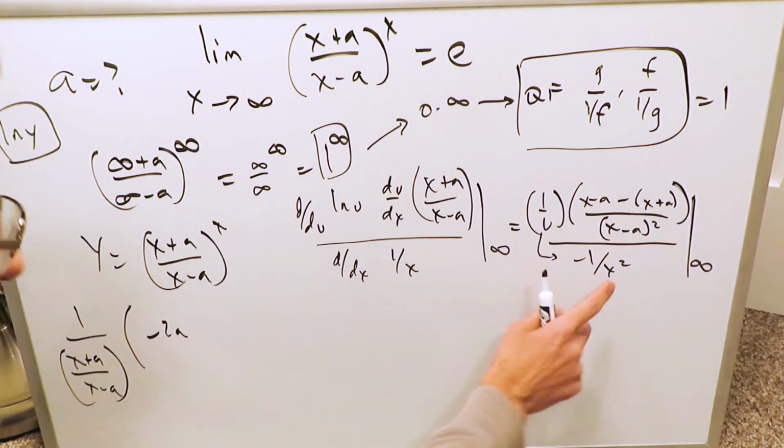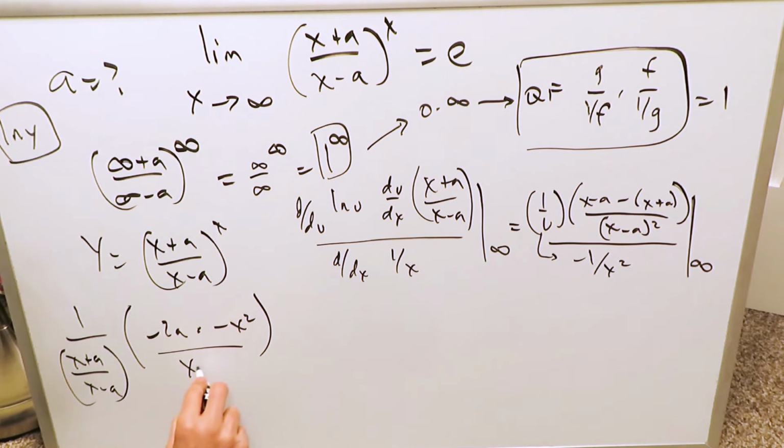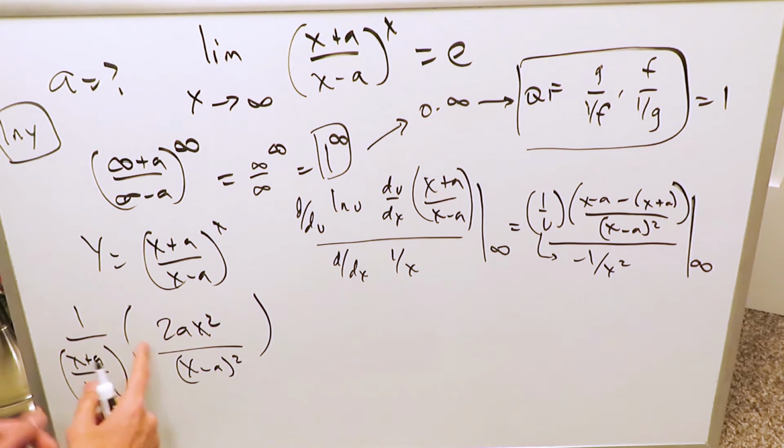This can flip around as a numerator times minus x squared. Remember, minus 1 over x squared, you flip it around. This is what you have, divided by x minus a whole square. I want to combine this minus 2a times minus x squared, and I will. What is it equal to? It's equal to a positive 2a x squared. So let's bring it in. Positive 2a x squared.